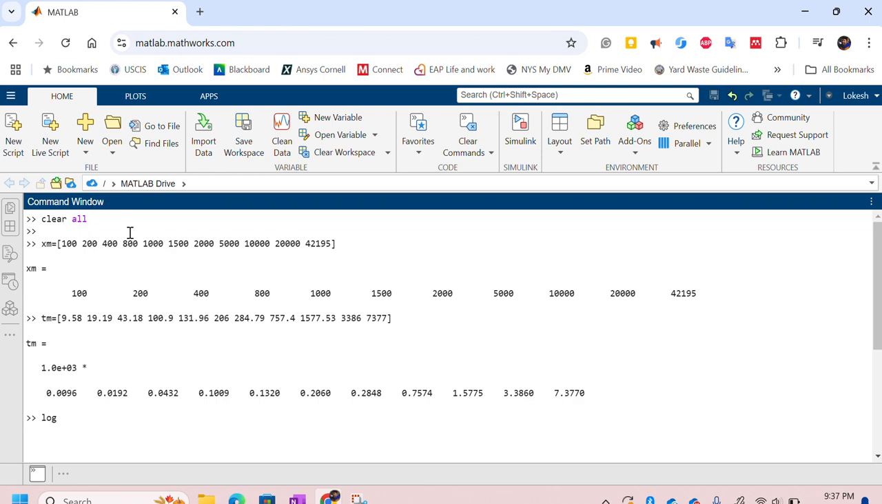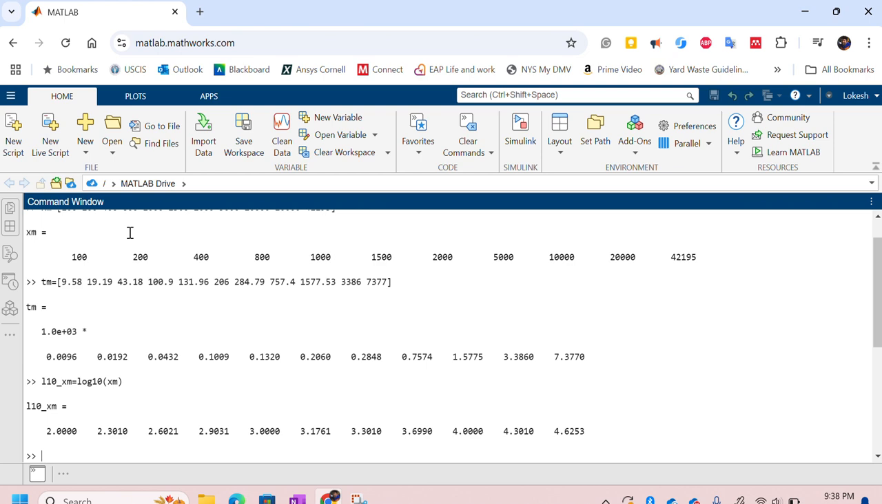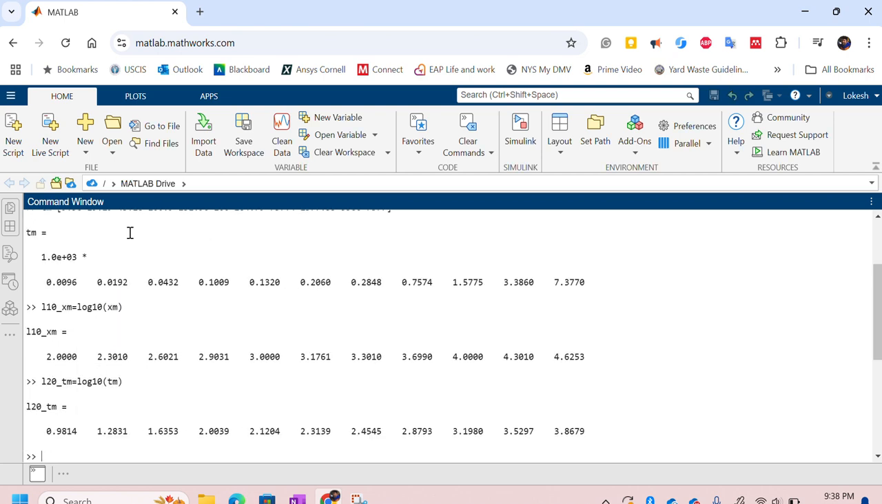So I will just call that L10 XM is going to be equal to log 10 of XM, and then I'm going to say L10 TM is equal to log 10 TM, right? So as I said, I ended up saying 20. Let me just change that to 10 so that there is no confusion.